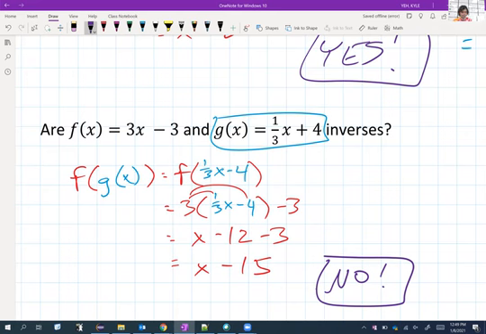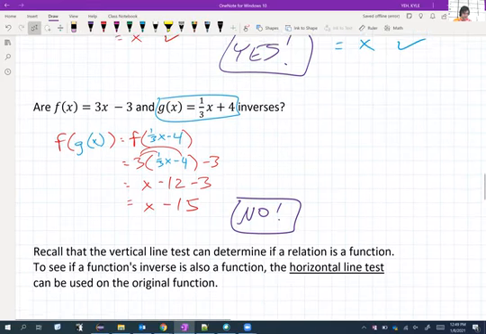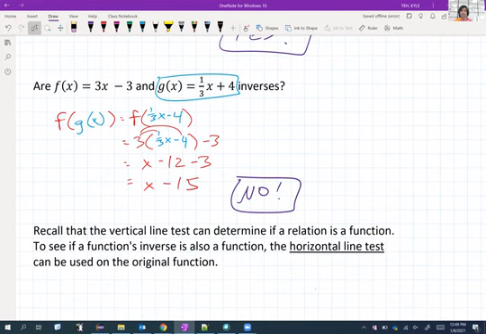One final side note here. How did we tell if something was a function? If it passed the vertical line test. If we had a graph, and I'll just draw a parabola here. If we have a graph and anywhere we draw a vertical line, we only hit that graph at most one time, then it is a function. That's how we could tell if something was a function.